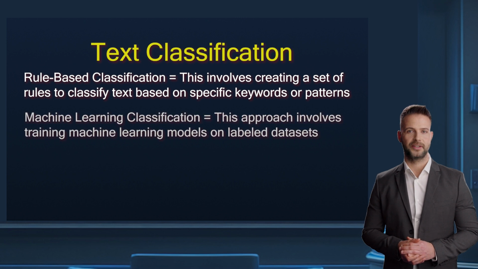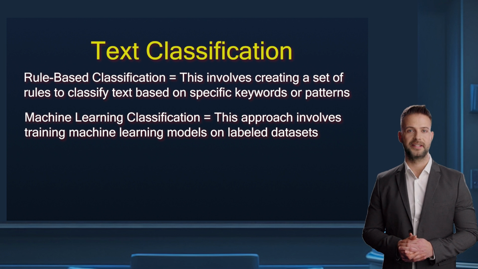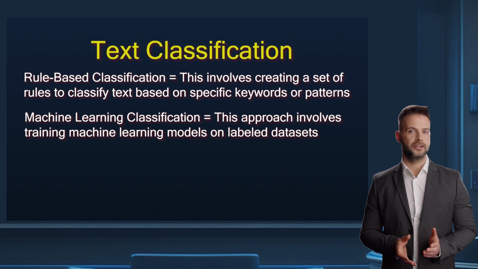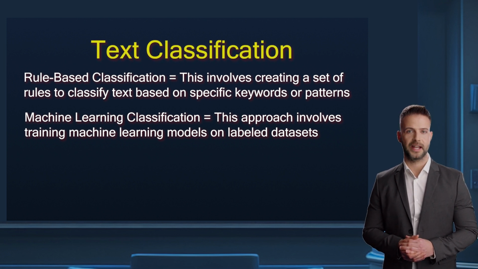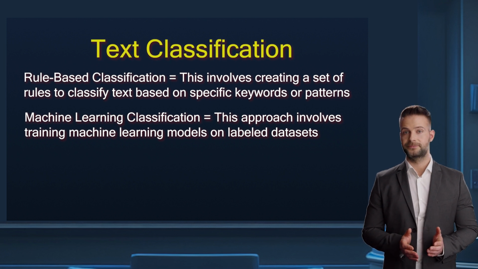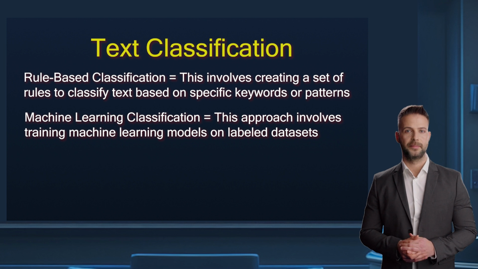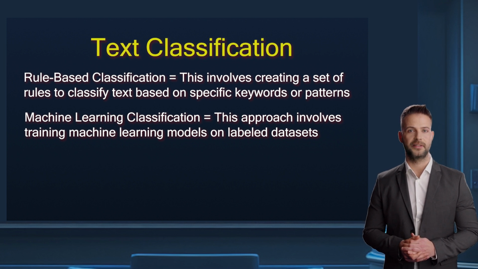And what about machine learning classification? This approach involves training machine learning models on labeled datasets. Common algorithms used for text classification include naive Bayes, decision trees, and support vector machines. These models learn to identify patterns in the text and make predictions based on new unseen data.